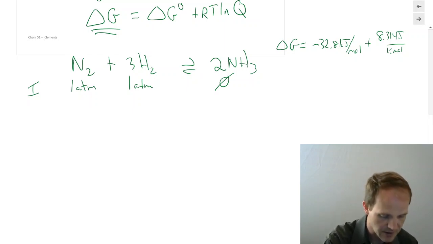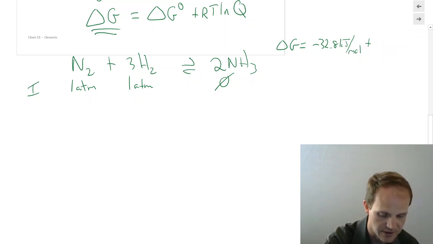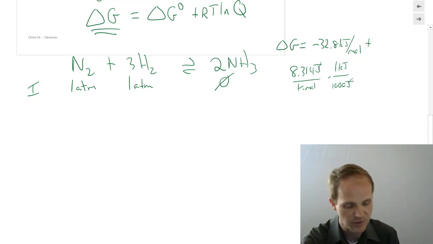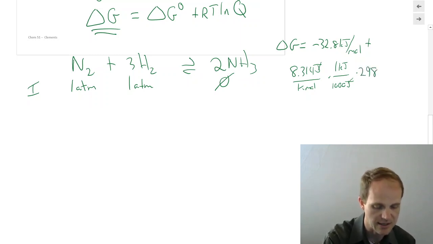Let me go ahead and put that on the next line, because I've got too much to fit on that line. So it's going to be 8.314 joules per Kelvin mole. I got to convert that to kilojoules. 1 kilojoule over 1,000 joules. My joules cancel, I get kilojoules. Now I've got kilojoules per Kelvin mole. And then I multiply by temperature. I'm just going to assume room temperature here, 298 Kelvin, times the natural log of Q.